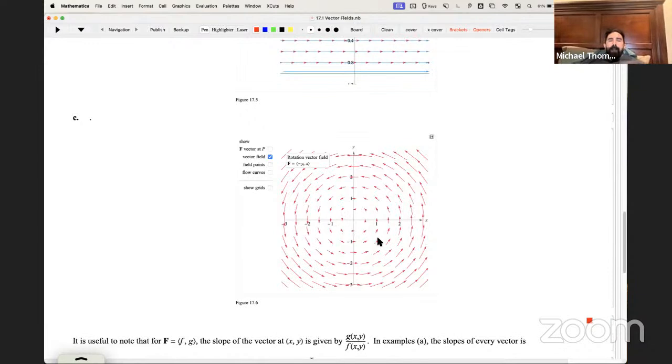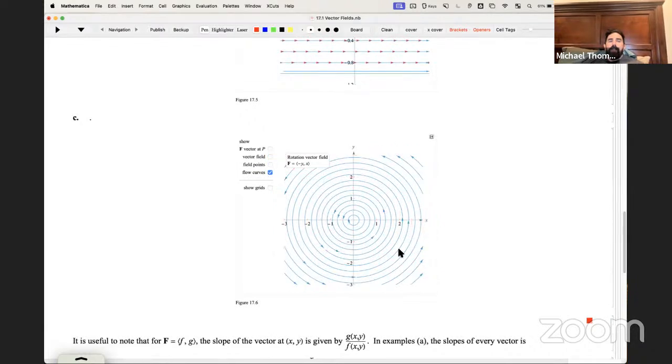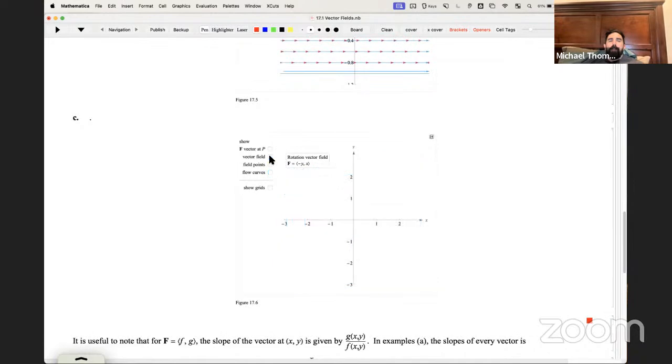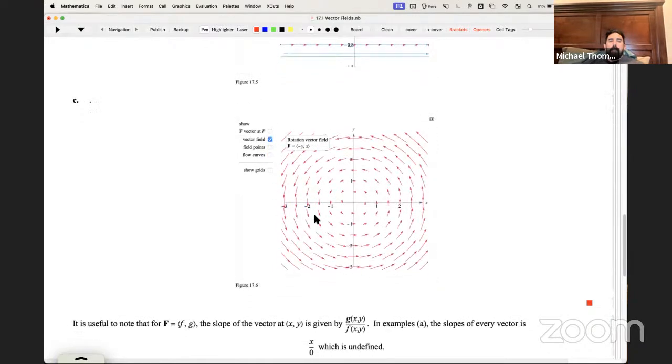Which looks kind of like, I guess maybe looking down into a toilet, right? The circular flow or rotational flow of water in a toilet. And this is what the flow curves would look like. They just go around in this counterclockwise direction, like so. Okay.